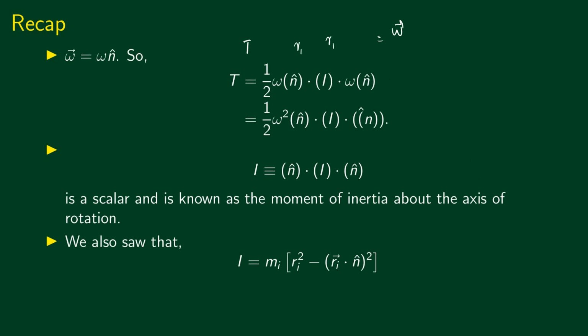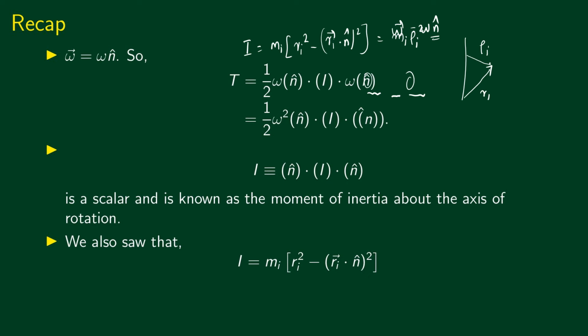Now we can write omega vector as omega n hat, where n hat is the axis of rotation. Then the expression for kinetic energy becomes half omega n hat dot I dot omega n hat. Now since omega is a number, it's just the magnitude of the vector, we can combine it like this. We can write this as half omega square n hat dot I dot n hat. This scalar quantity here is called the moment of inertia about the axis of rotation. So n hat is the axis of rotation, and n hat dot I dot n hat is the moment of inertia about the axis of rotation. This is a scalar quantity.